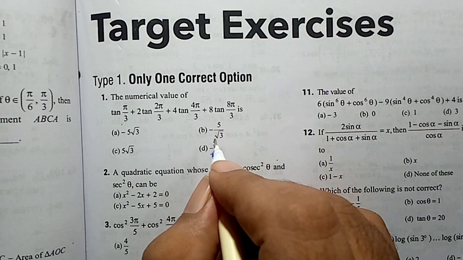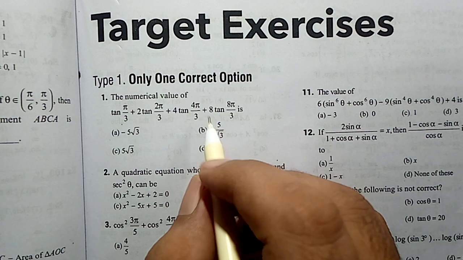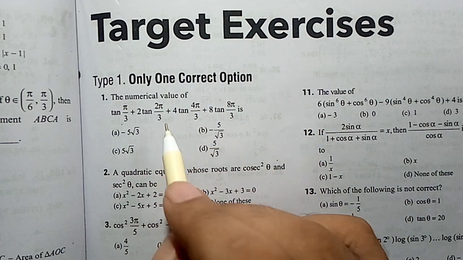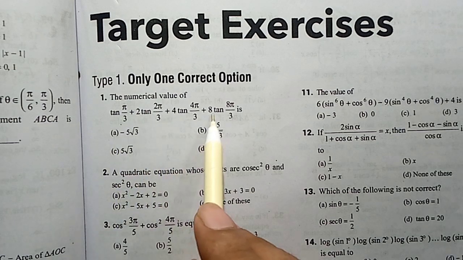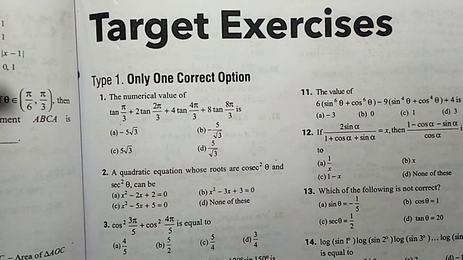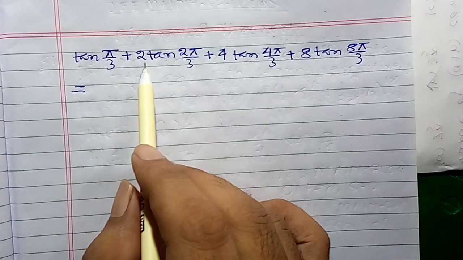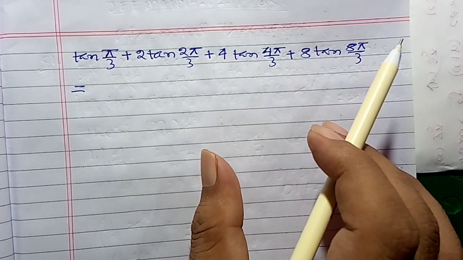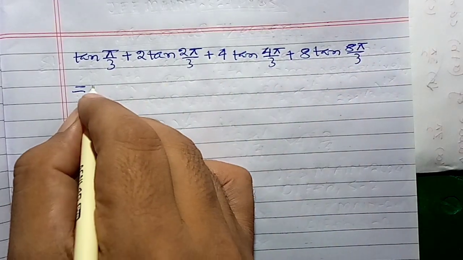Now I will solve the ARIHANT book target exercise. This is from trigonometry, the first question of trigonometry. The numerical value of this expression is... So let me show how I do this question. The question is written here, I have to find out the numerical value of this expression. So let me show how.